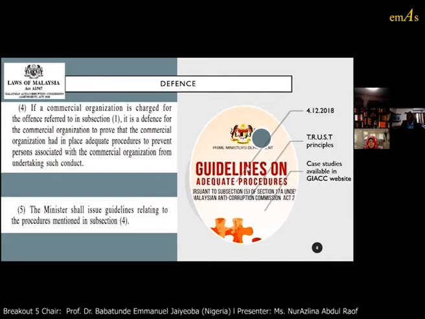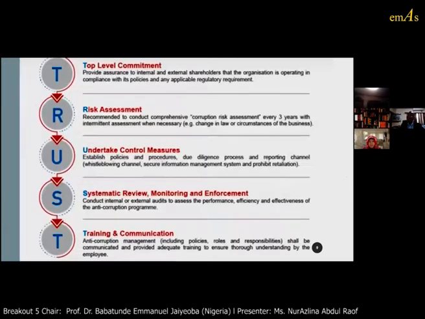So these are the guidelines on adequate procedures issued by the Minister, effective on 4th December 2018, based on TRUST principles. So what are these TRUST principles? Basically, T stands for top level commitment. R stands for risk assessment. U is undertake control measures, which includes having policies and procedures as well as the due diligence process. S stands for systematic review, monitoring and enforcement, and also training and communication, where the program must be communicated well enough to the employees.